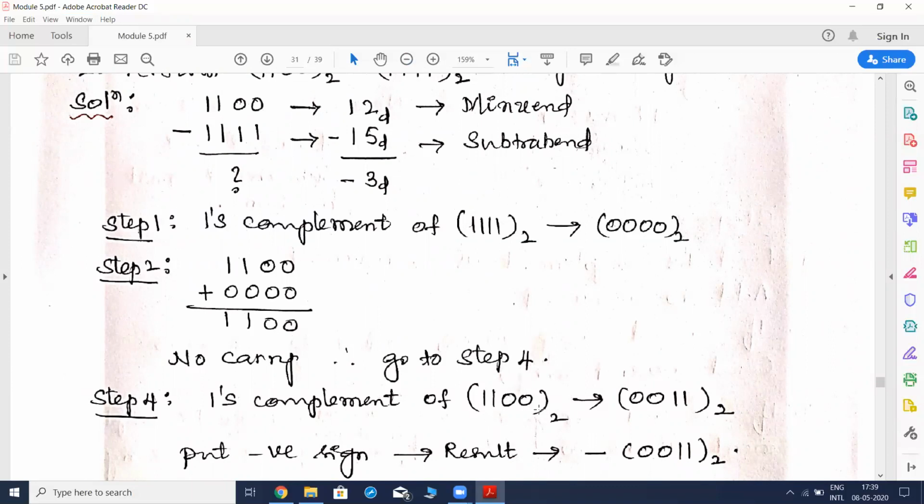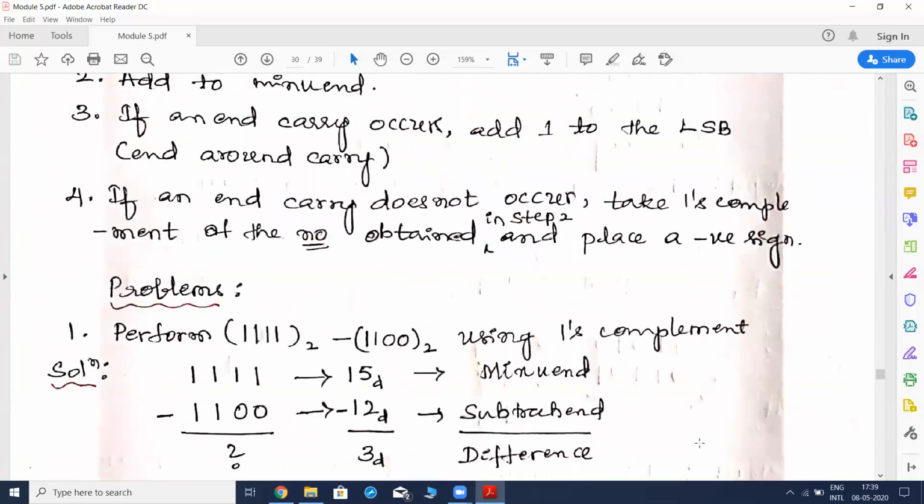What will you get? 1100, and the 1's complement of it is 0011, is it not? So that is binary, and you must append a negative sign. That means minus 0011 binary. This is the verification that you can do over here. You are supposed to get minus 3 decimal, is it not? So here we have got minus 3 decimal. Right? This is how we are supposed to perform 1's complement.